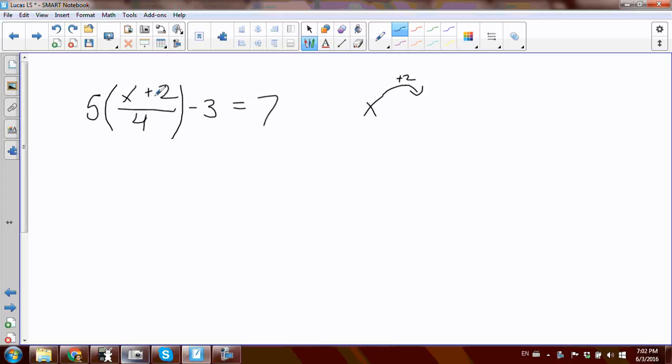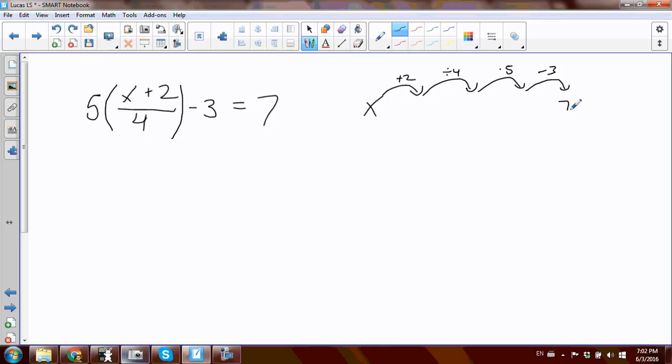And after 2 is added to it, that whole amount is divided by 4. And then after that, that whole amount is multiplied by 5. And then that whole amount has 3 subtracted from it. And according to the equation, the result of doing all that to x is 7. Now, we've got to get back to figure out what x was.